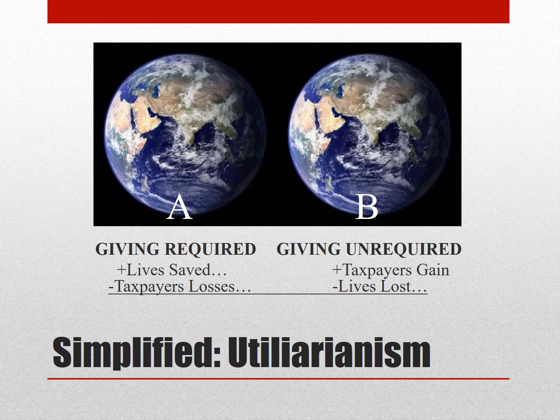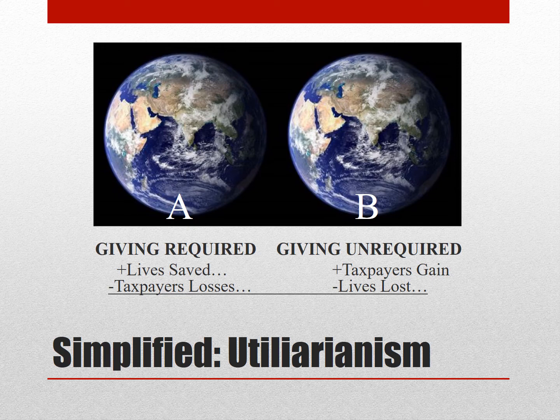So, on balance, we take the total positives that come from the lives saved from requiring affluent taxpayers to pay for food aid, and we subtract the negatives that come from the losses to taxpayers as a result of that compulsory taxation. And we imagine a total utility balance.